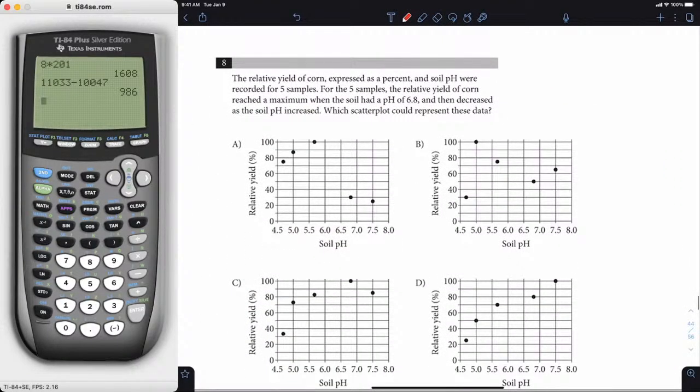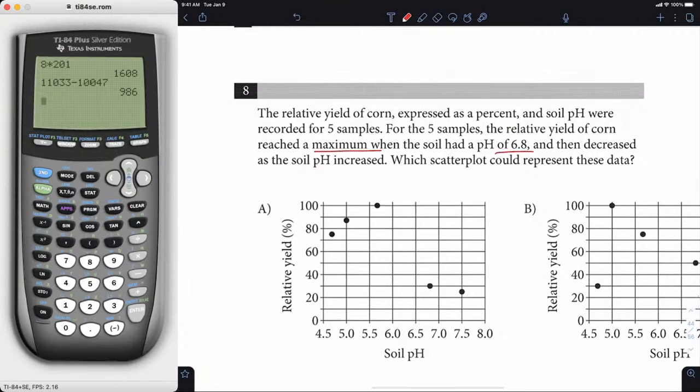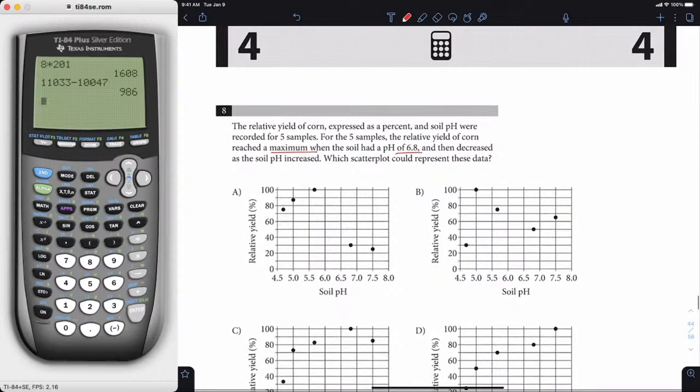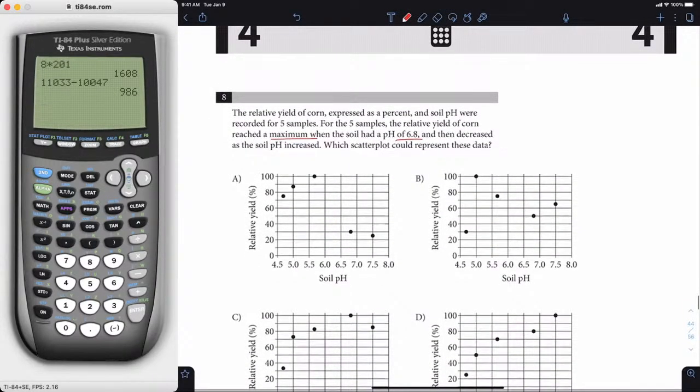Alright, the relative yield of corn, expressed as a percent, and soil pH were recorded for 5 samples. Okay, for the 5 samples, the relative yield of corn reached a maximum when the soil had a pH of 6.8. Okay, maximum at 6.8, and then decreased as the soil pH increased. Which scatter plot could represent the data? Okay, so 6.8 is a maximum.